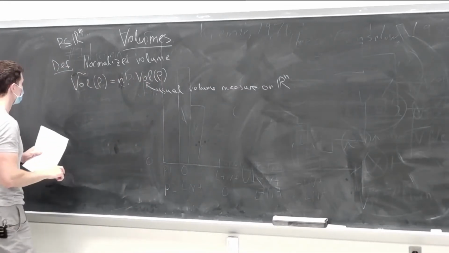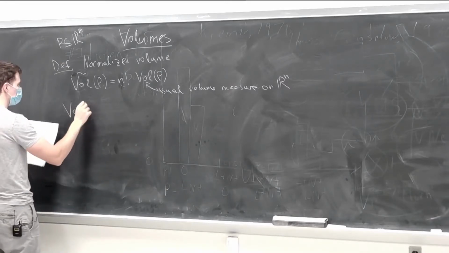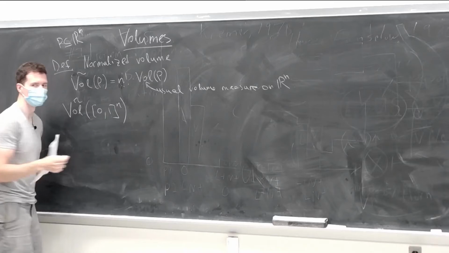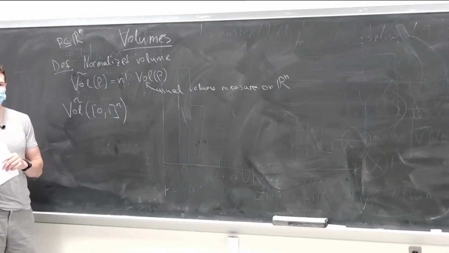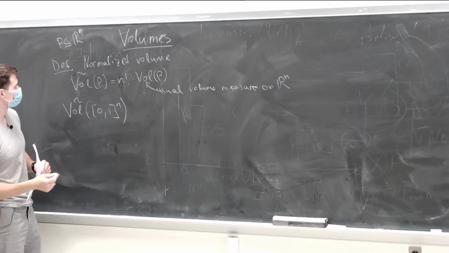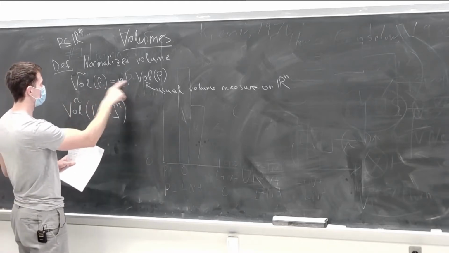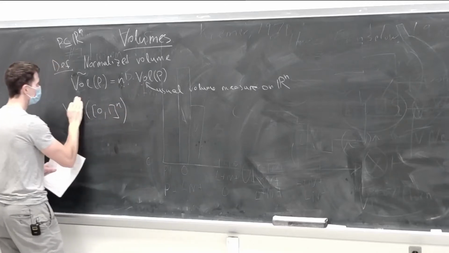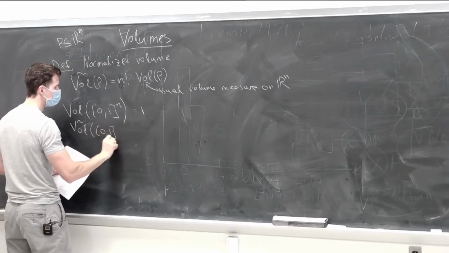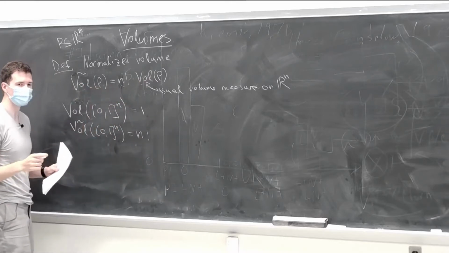In particular, we discussed this a while ago. So what is the normalized volume of the hypercube? Does anybody remember? 1 or n factorial, right? One of these should be 1 and the other one should be n factorial. So the usual volume is 1 and the normalized volume is just by definition n factorial, because this is 1, so this has to be n factorial.